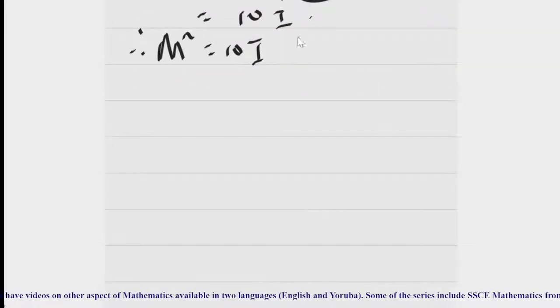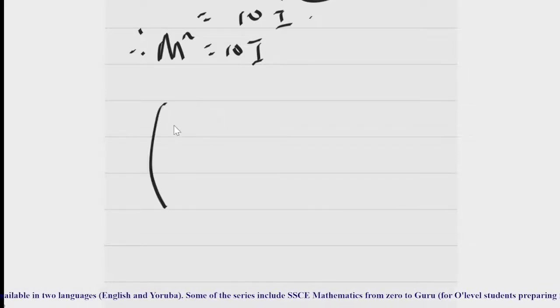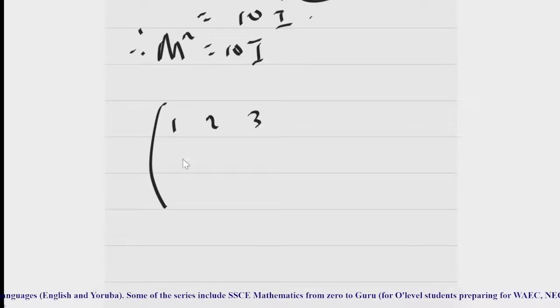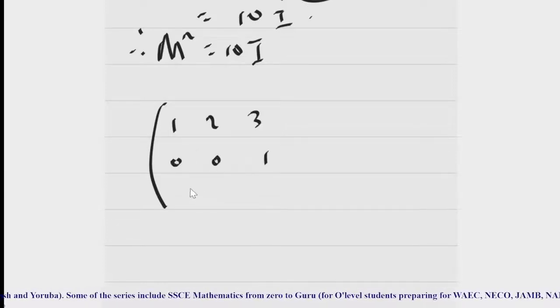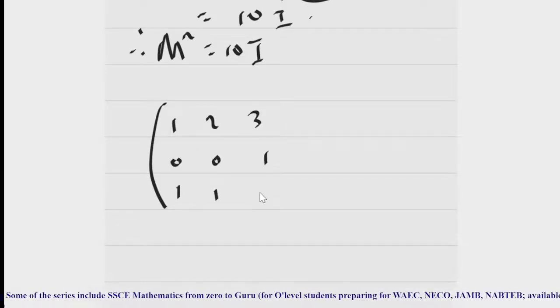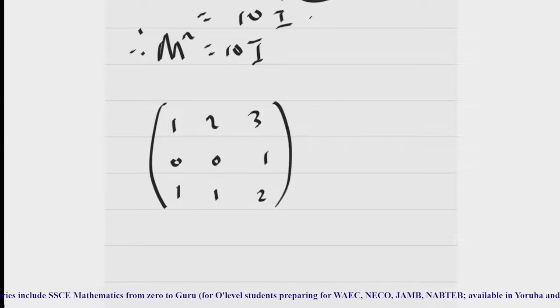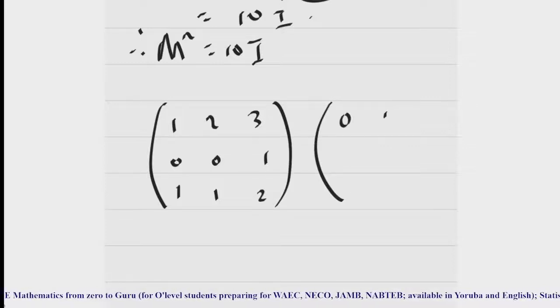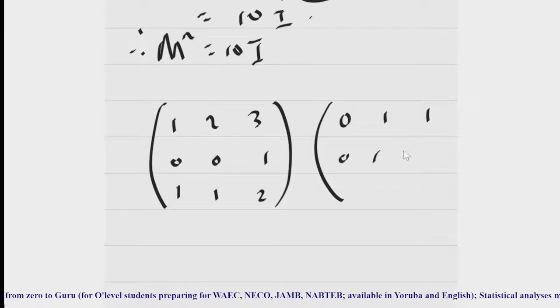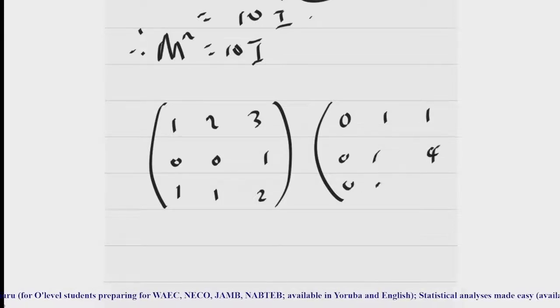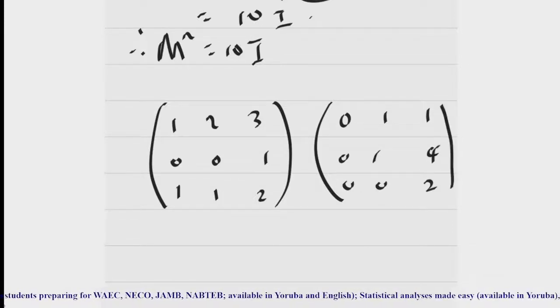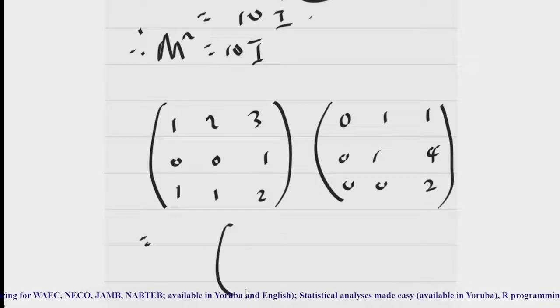Okay, what if you want to multiply 3 by 3 matrices together? Let's say I have my A, or let me just write it because of the time. I have 1, 2, 3, 0, 0, 1, 1, 1, 2, and the second matrix maybe 0, 1, 1, 0, 1, 4, 0, 0, 2. Let's say I want to multiply these together.